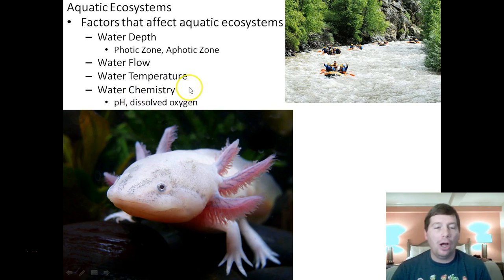And then the amount of oxygen that is dissolved in the water also has a major effect on an aquatic ecosystem. What you're looking at here is an axolotl. This is a type of salamander that lives in Mexico. And what you're seeing here are his gills. And all the gills are is a place where an animal pumps blood into a tube.